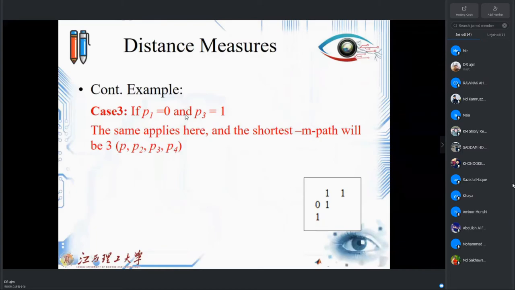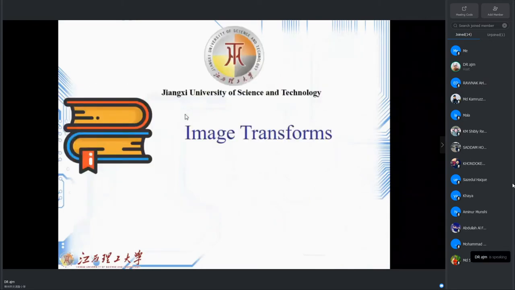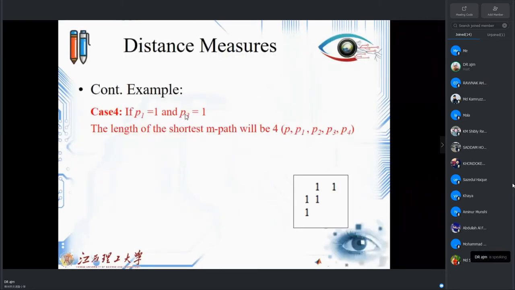If we assume P1 as 0 and P3 as 1, then the same applies here, and the shortest m-path will be again 3. And in case 4, if we assume P1 as 1 and P3 as 1, then the length of the shortest m-path will be 4. All of this was related to how we should calculate the pixels as well as the neighbors. And till here, we learned about pixels, we learned about distance between them and the adjacency definition, border and distance between the pixels.